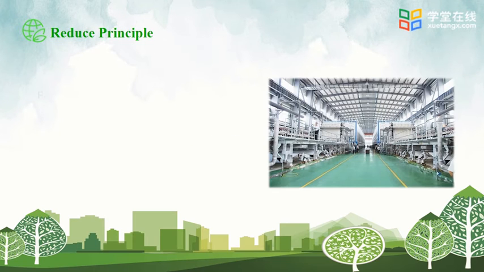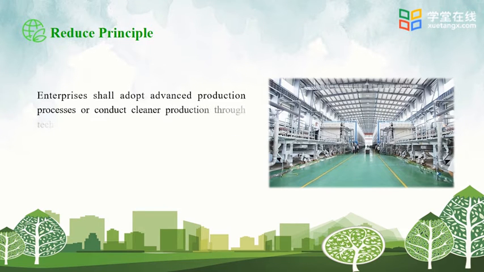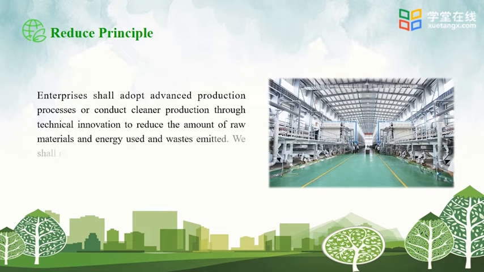In this slide, we can see how reduce principle can be applied in production. This figure depicts the production site of an enterprise. We can see that enterprises reduce the raw material, energy used, and waste emitted per product by adopting advanced manufacturing process or cleaner production. Products are also reduced in size and weight.